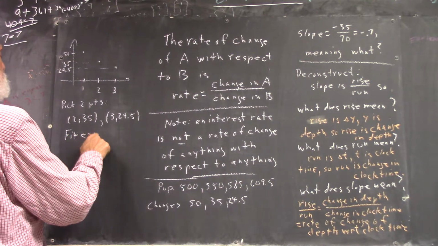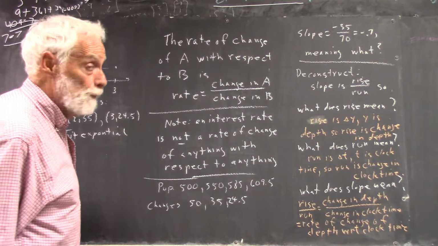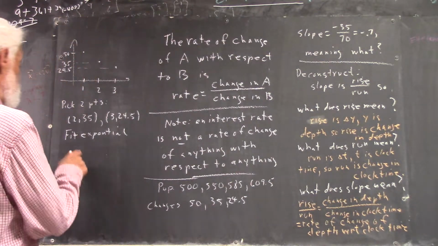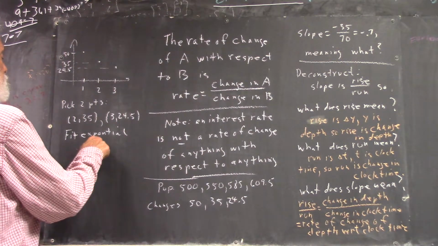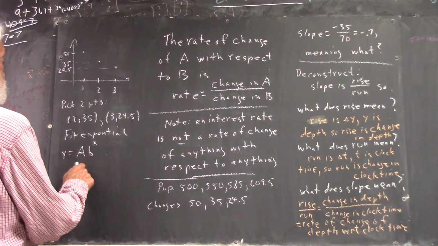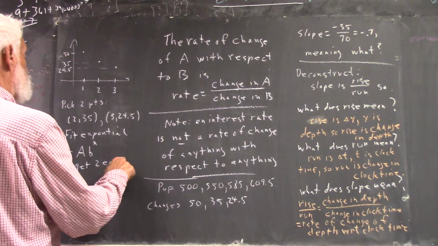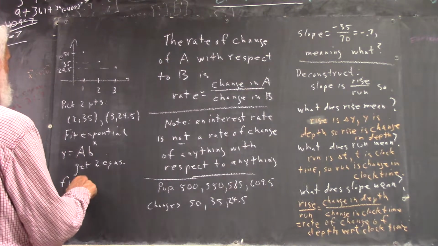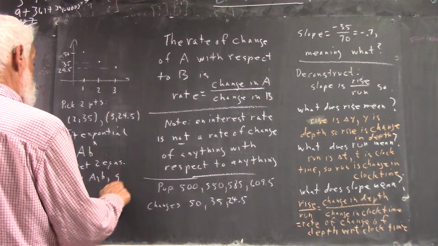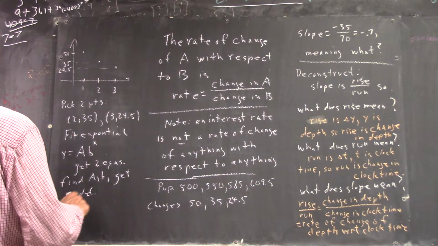Now, fit an exponential. Now let's do an exponential model. What's the form of an exponential? Is it 2x? It's a b to the x. So it's y equals ab to the x, right? Okay, so you get two equations. Find a and b, and get your model.